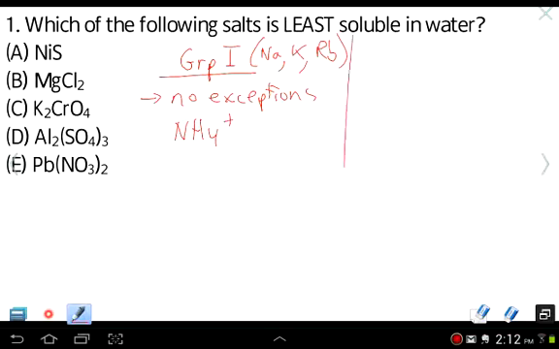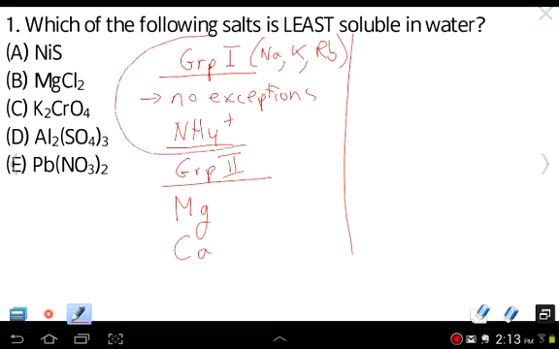That's usually with cations. Now there's also a lot of group 2 ions that are soluble, but they do have exceptions. So group 2, which are the alkaline earth metals, are soluble, so like magnesium, calcium, but there are exceptions depending on what the anion is. So for the most part, group 1 and ammonium are the soluble on the cationic side.